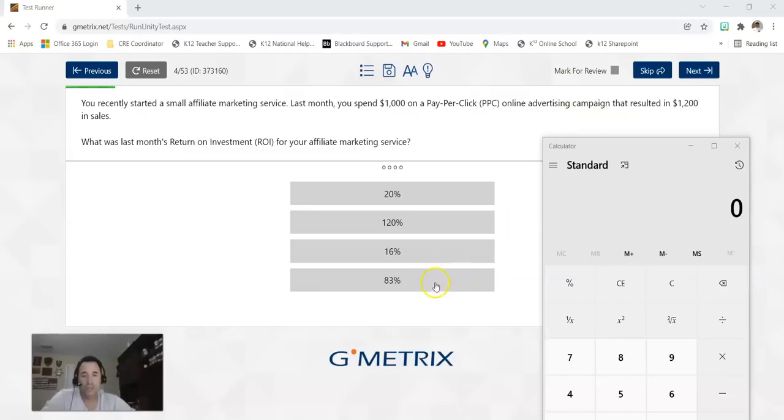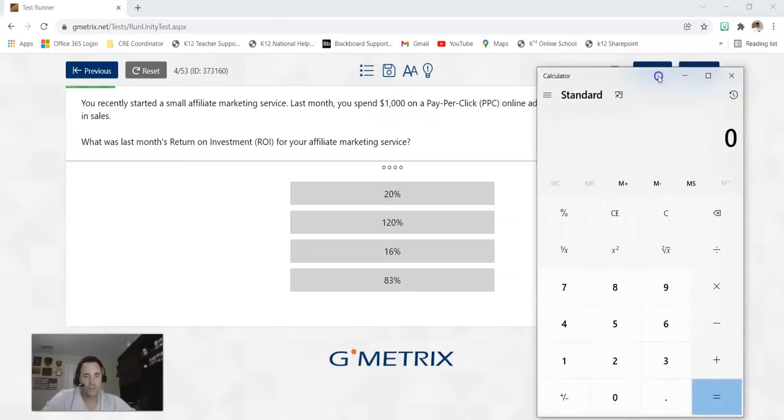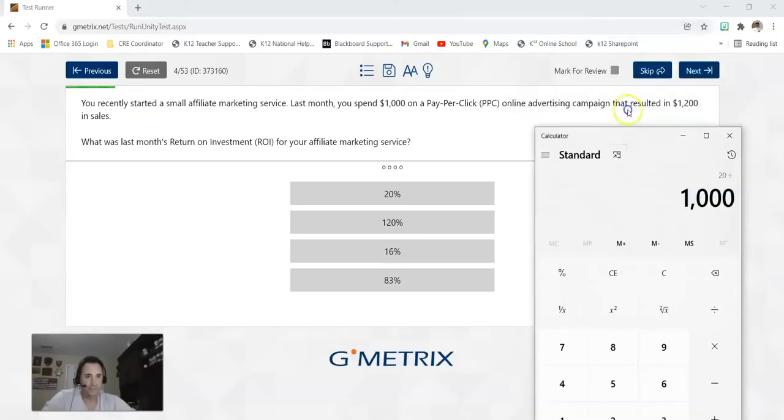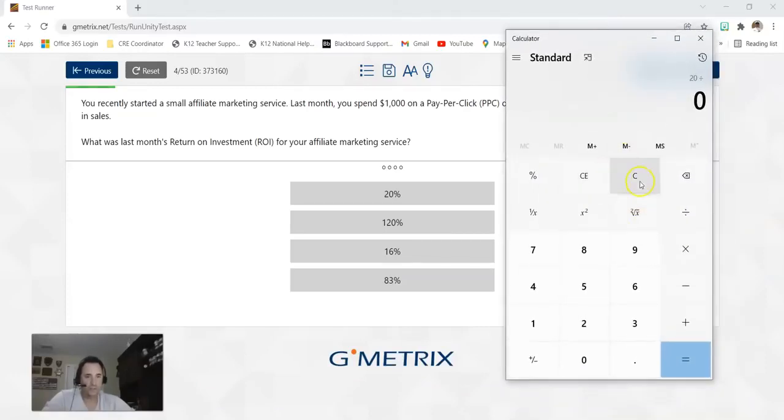The way we want to do this is you spent $1,000, made $1,200. So what was your profit? Your profit was $200. So you spent $1,000 to make $200 profit. We know that's going to be 20%, but let's see. So we got $20 divided by $1,000. Oops, $200, correction. $200 divided by $1,000, and that gives you 0.2. 0.2 is 20%.